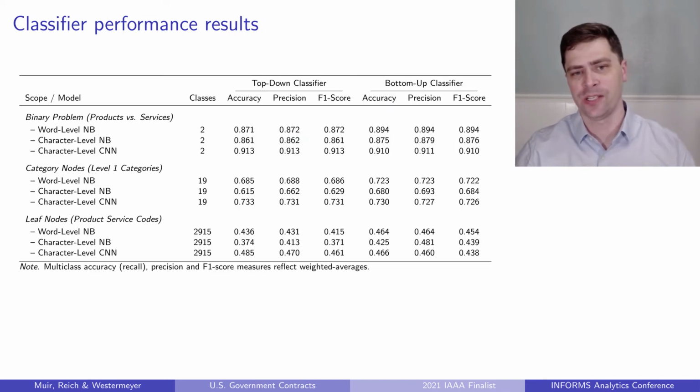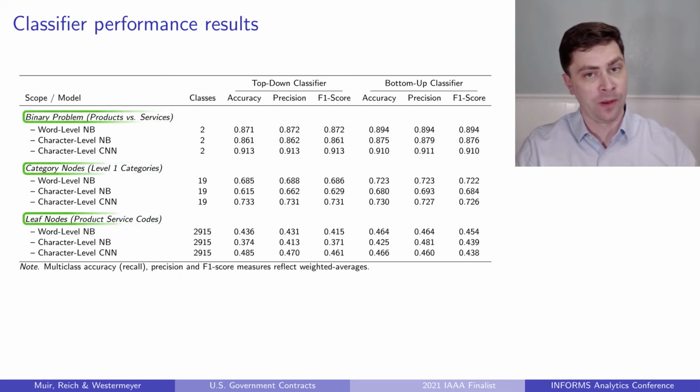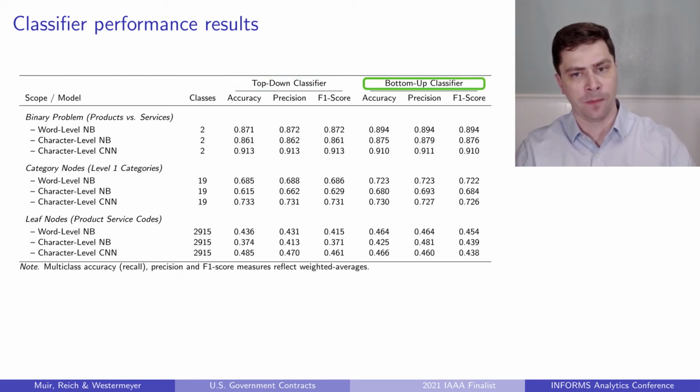So in this chart, you'll see the results of classifier performance. What we've done is we fit models to three different problems, and we've addressed the hierarchy for each one of those problems in two different ways. These two different ways are either a top-down classification approach or a bottom-up classification approach.